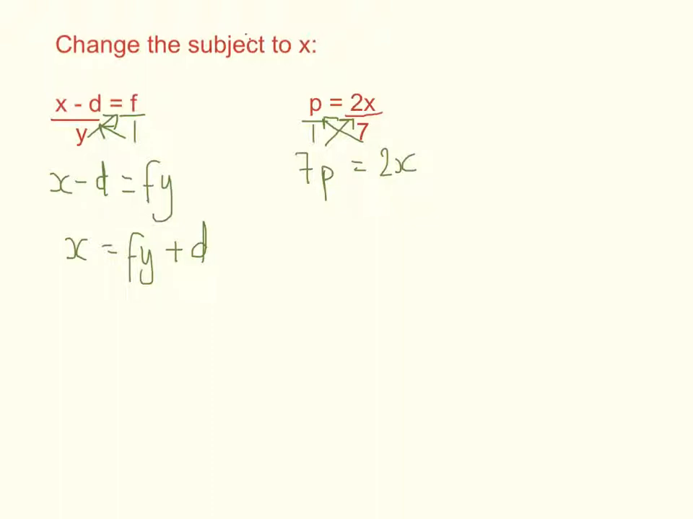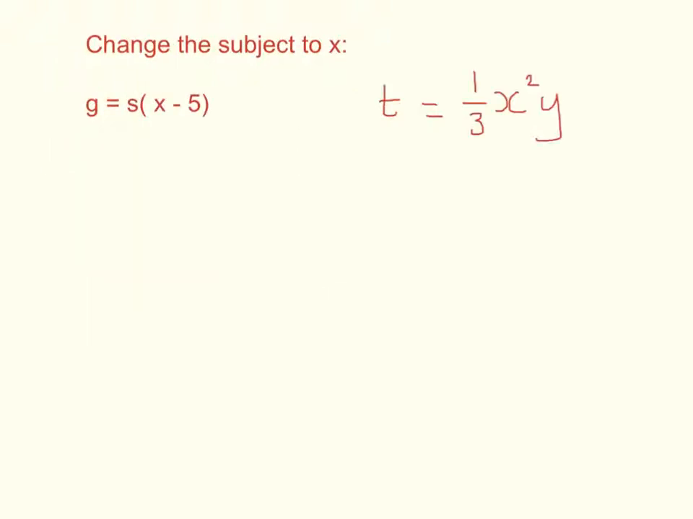And then finally we need to get rid of the 2 beside the x, so because it's being multiplied by x, when 2 moves to the other side it has to become a divide. So 7p divided by 2 equals x. And again, to get your subject on the better side, you can just swap them both. So the answer would be x equals 7p over 2.